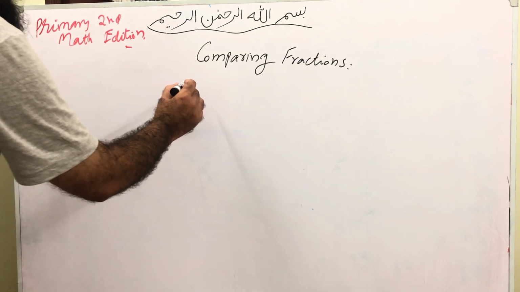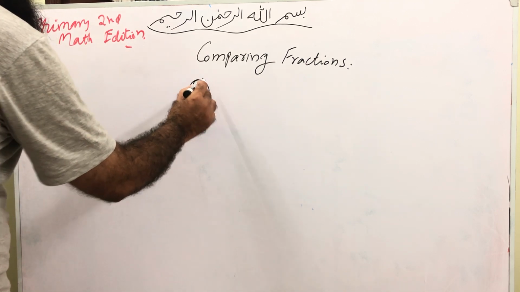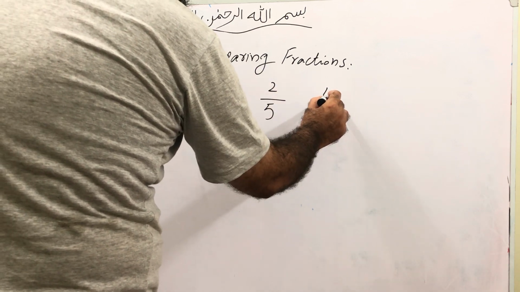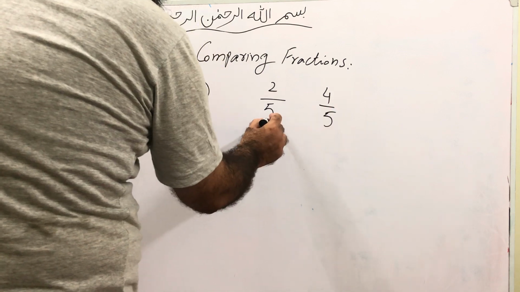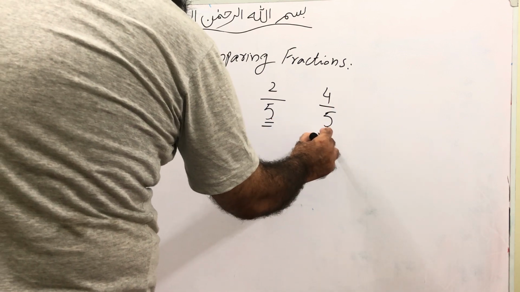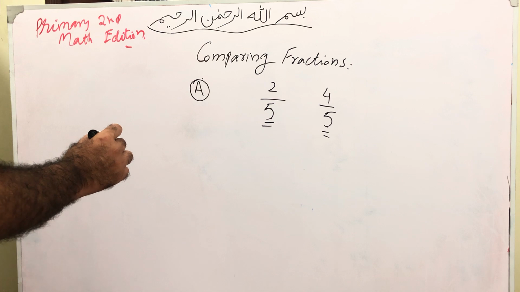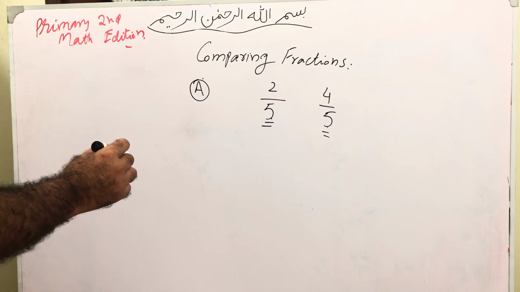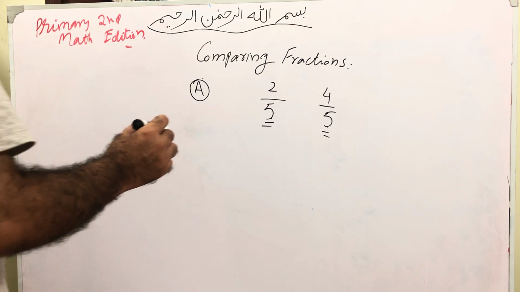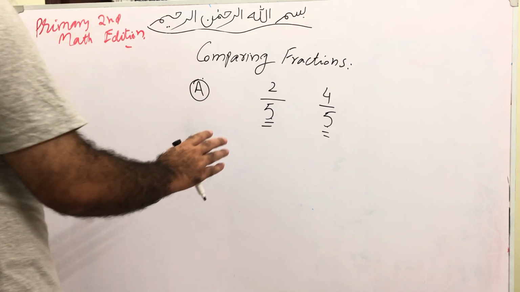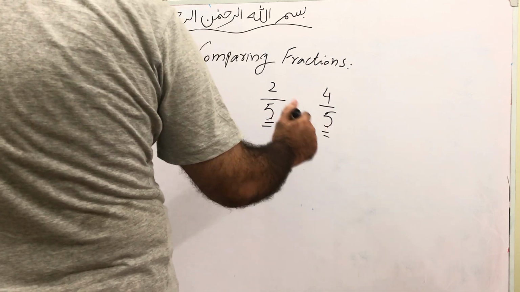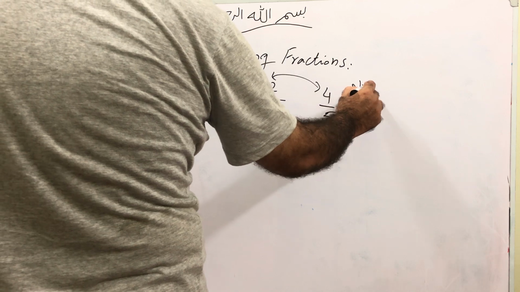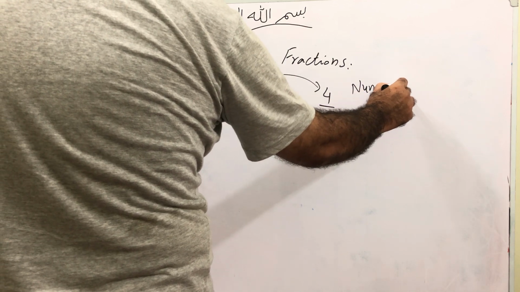One type, which is relatively easy, is where the denominator is the same. Here the denominator is the same. This is 5, this is 5. When we compare, we need to tell whether a fraction is smaller, greater or equal. The simplest tip is, when denominators are the same, we need to compare only the numerators.